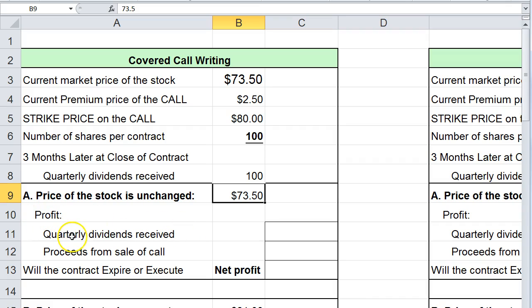So we want to calculate the profit. Quarterly dividends received: if it's a covered call, I am going to receive the dividends, so I'm just going to add the quarterly dividends. Proceeds from the sale of the call contract: I'm going to sell the call. The current premium price on the call is $2.50, and my strike price on the call is $80.